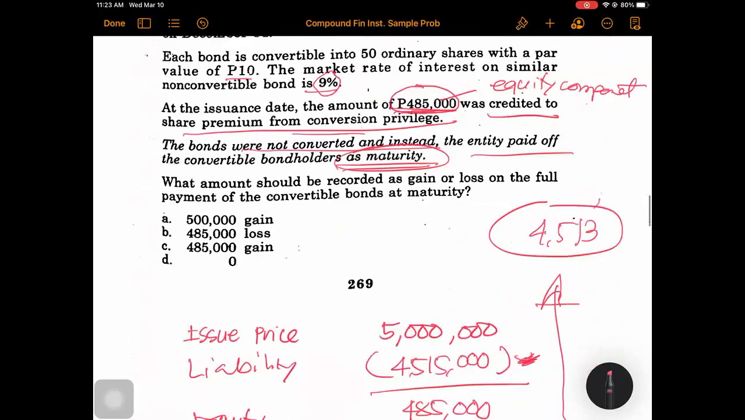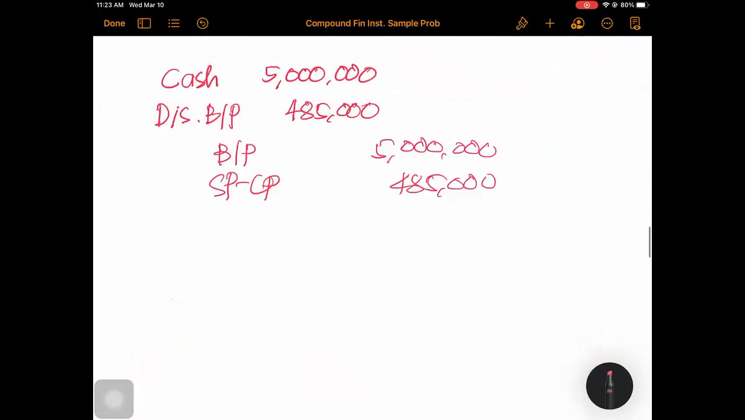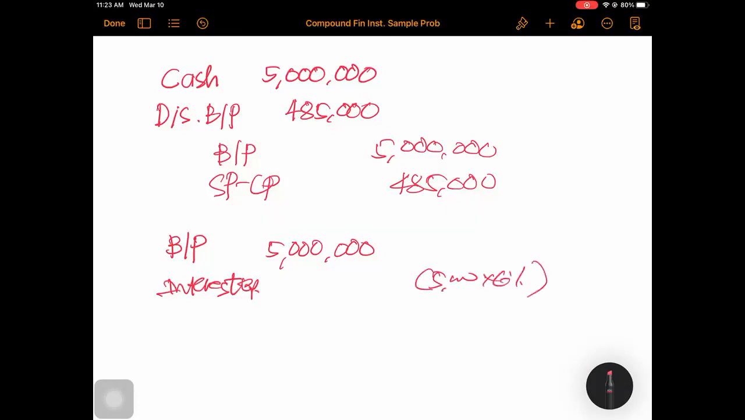At maturity date, pagbayad. Siyempre sir, gibayaran, bonds payable. Since it's maturity date, that's equal to the face value of 5 million plus the interest expense. Because di ba, annually ta magbayad, interest expense. Pila interest expense ana? That's 5 million times the nominal rate of 6%. So that's 5 million times 0.06, that's 300,000.